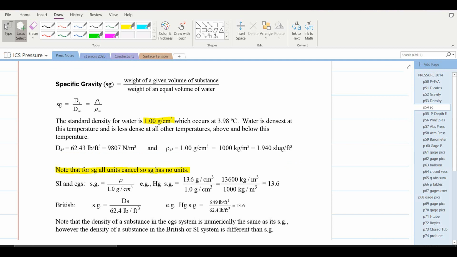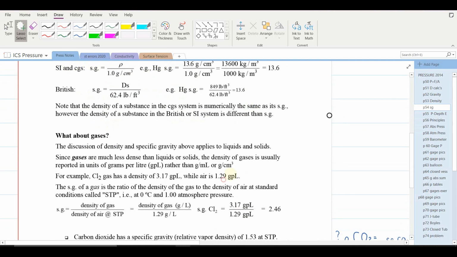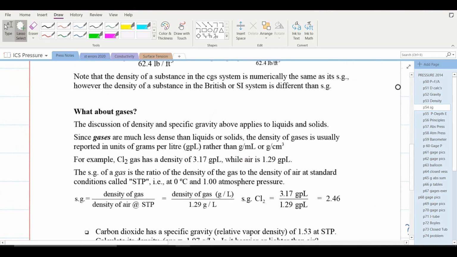This definition of specific gravity, the weight of a given volume of substance divided by the weight of an equal volume of water, is applicable to solids and liquids, but it's not applicable to gases. So what about gases? Well, gases are much less dense than solids and liquids, so they're treated differently. Density of gases is usually reported in units of grams per liter rather than grams per milliliter or grams per cubic centimeter. For example, chlorine gas has a density of 3.17 grams per liter. Air is 1.29 grams per liter at STP.